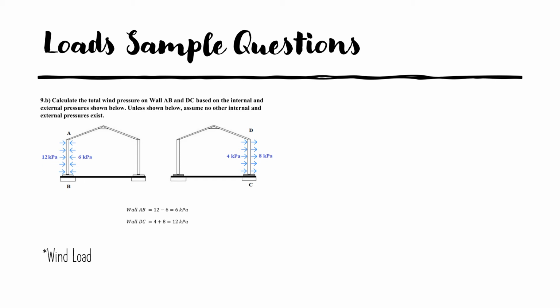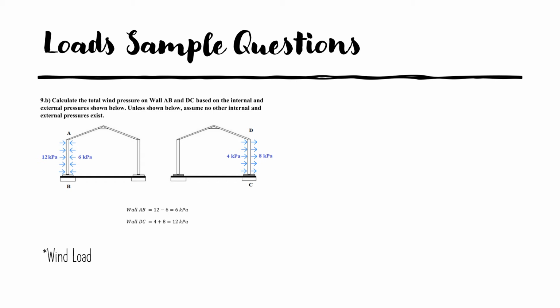If we take a look at the graph, we can see that for wall AB, the external pressure and the internal pressure act in contrary directions. The external pressure is 12 kilopascals, while the internal pressure is 6 kilopascals. After the internal pressure and external pressure on wall AB offset each other, we can easily calculate that the wind pressure on wall AB is 6 kilopascals to the right side of the wall.